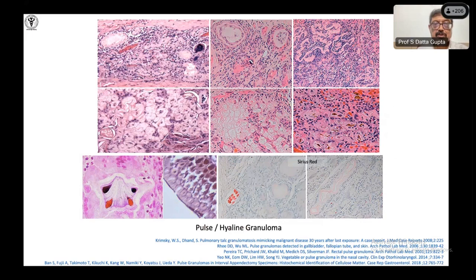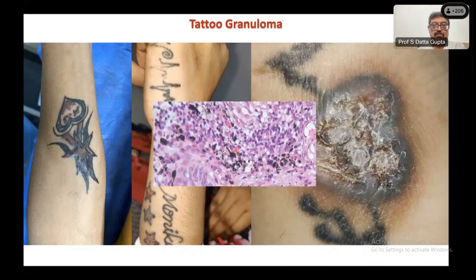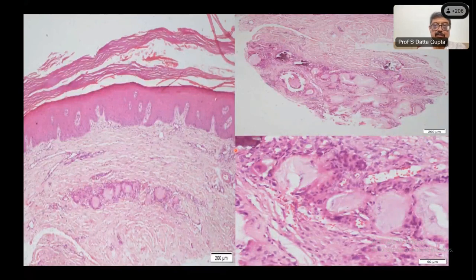Sometimes you will not get this. You can get tattoo granulomas. Okay. What is this? Anybody? It's a granuloma, foreign body type, hardly any cells, no lymphocytes, and you are finding this bluish gray material. Anybody?